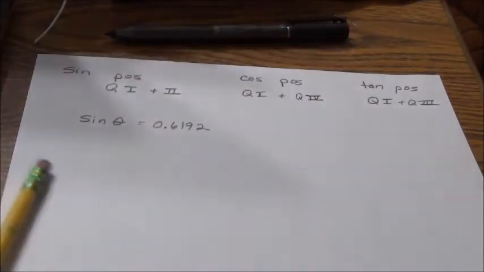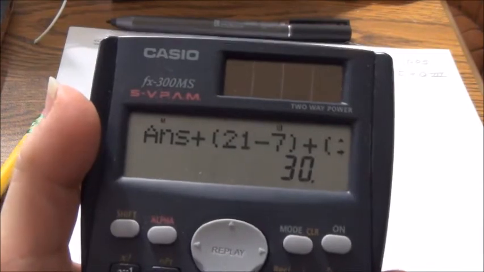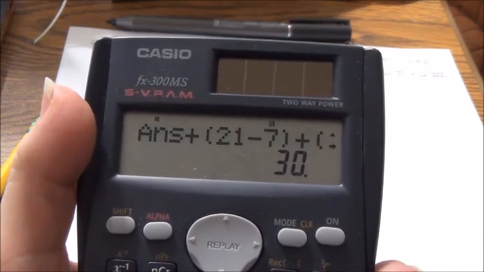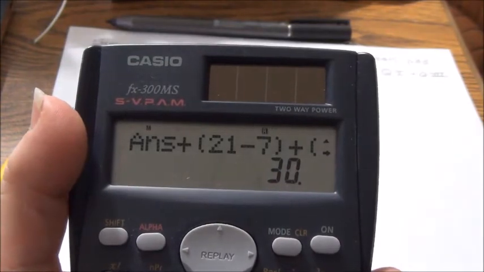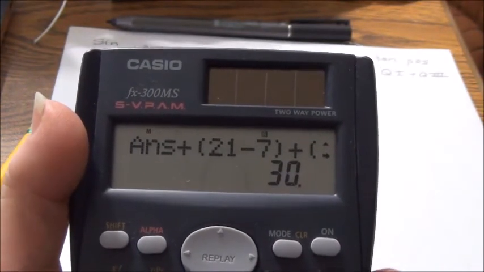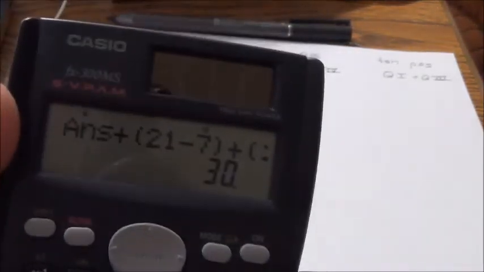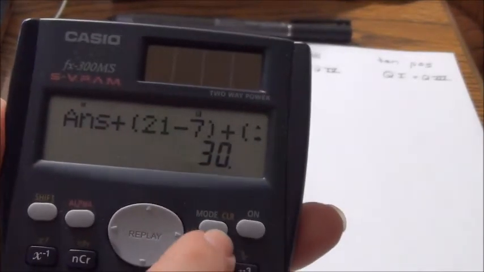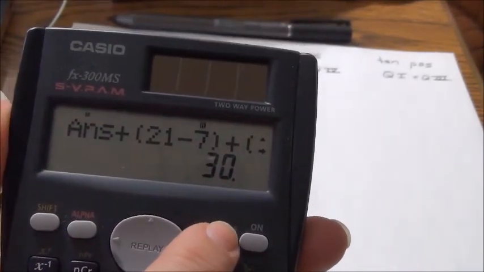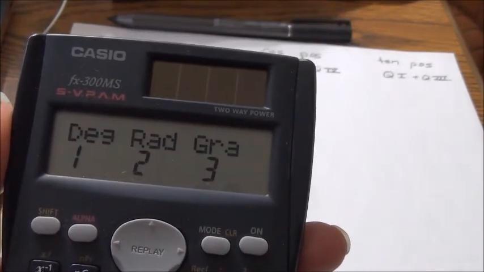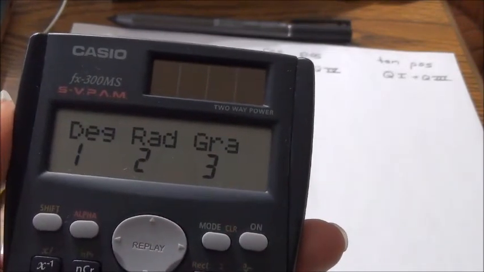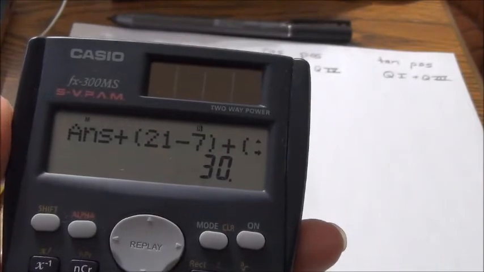0.6192. So if you happen to be using the graphing calculator from the bookstore, you have to make sure that your calculator is in radians instead of degrees. It's probably right now in degrees because that's the default. And so what you would have to do is hit the mode button, which is right here, 2 times, mode, and then you'll see number 2 is radians, number 1 is degrees. So you're going to hit number 2 to change it into radian mode.